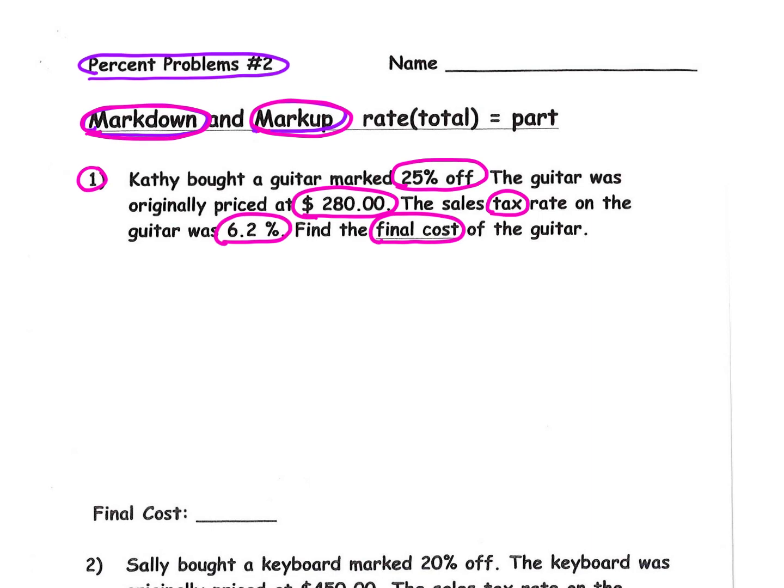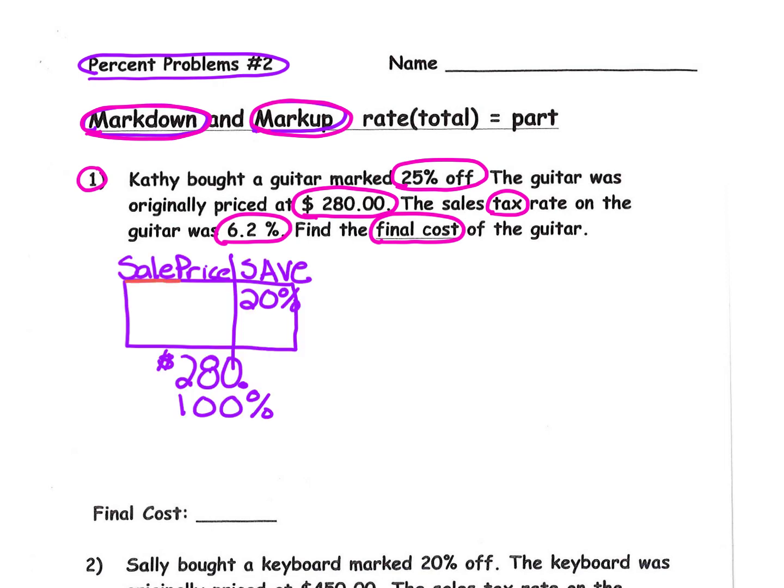Let's start by constructing a tape diagram. We know we have an entire amount of $280 for the original price. Put your total T at the bottom, 280, which is 100%. Now, we're going to cut that price into the savings part of the bar and the sale price part of the bar.